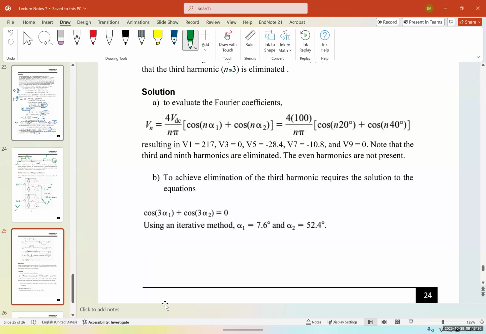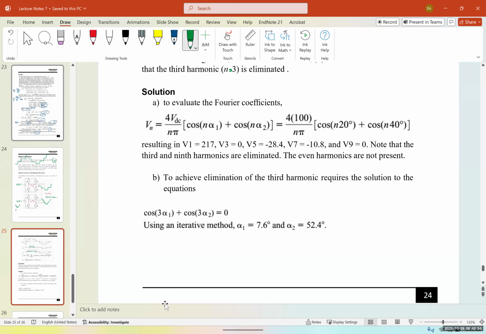So V1, if we solve it, is going to be 217 volts. V3 is 0. V5 is negative 28.4. V7 is negative 10.8. And V9 is 0. Note that the 3rd and 9th harmonics are eliminated. The even harmonics are not present. As we know, we don't have even harmonics.